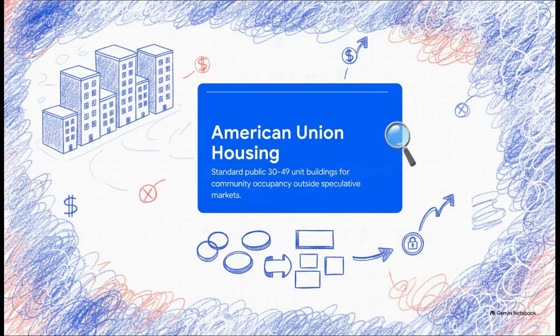Finally, our last section, Housing of the Future, moving from repair to possibility. Stepping beyond crisis management, we have some really visionary pilots. First up is the American Union Housing Pilot. This tests standardized, federally owned buildings, 30 to 49 units, that are held permanently outside speculative resale markets. Communities can apply to occupy these durable spaces, completely insulated from market madness.